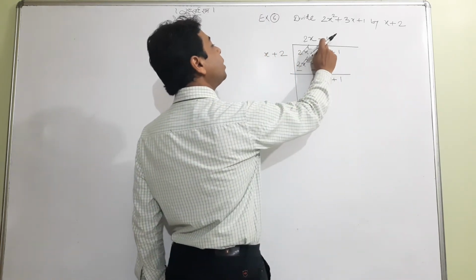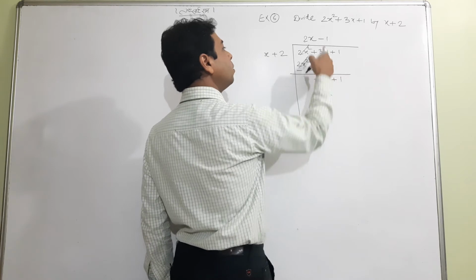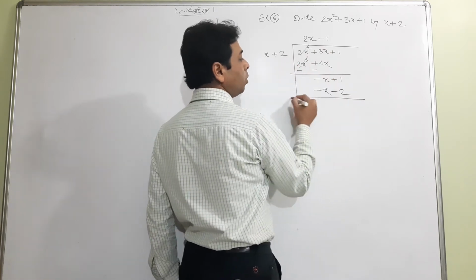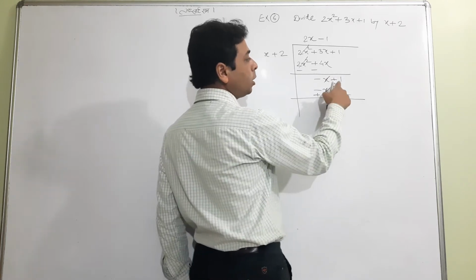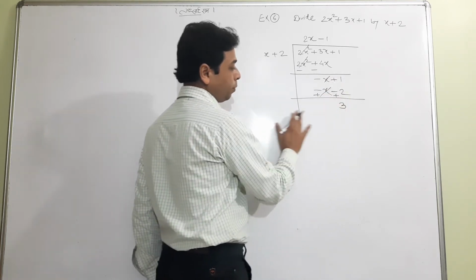So multiply minus 1 into x minus x. Minus 1 into 2 minus 2. You will see that you have to change the sign. This is plus x and minus x will cancel, and it's plus 1, plus 2 will be 3.